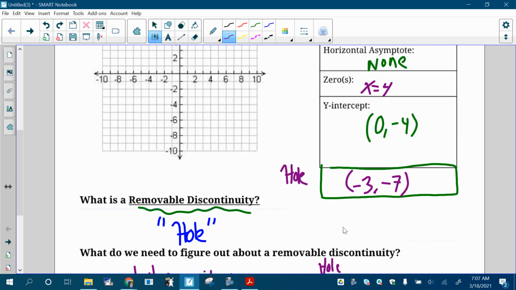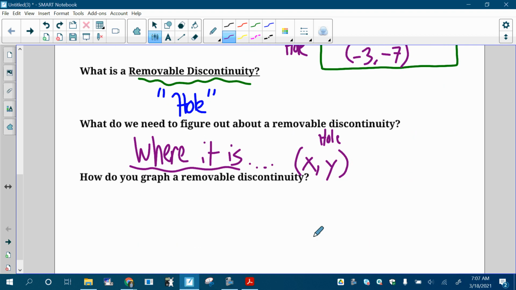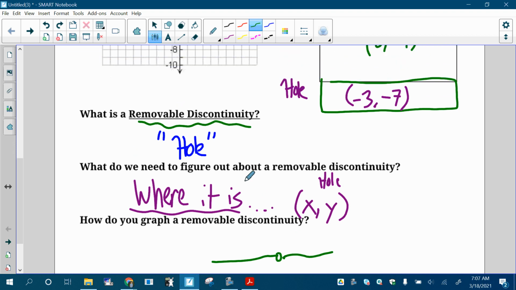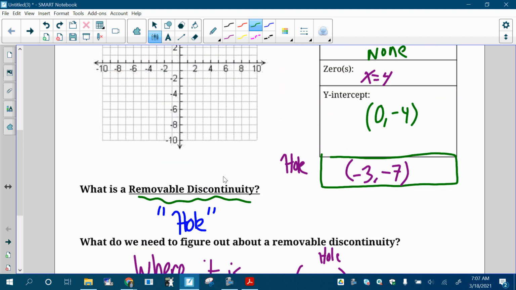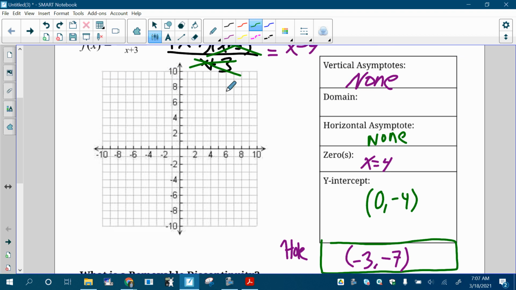The last thing I need to say about this is how do you graph a hole? Well, I kind of just showed you, actually, I didn't even mention it. You just have your graph and you draw a little open circle. That lets the person know there's a hole there. It needs to be clearly open, or else they'll just think it's a dot. So on this graph, at negative 3, negative 7, we're going to have a hole in the graph.